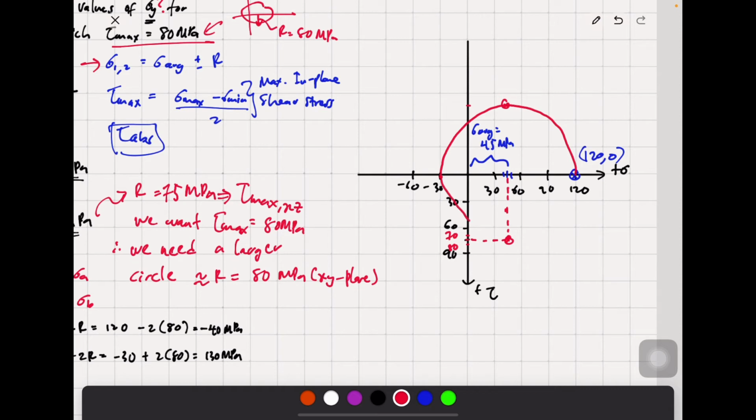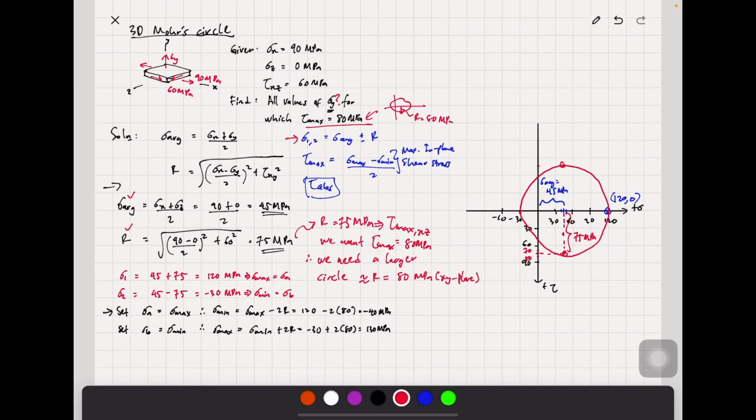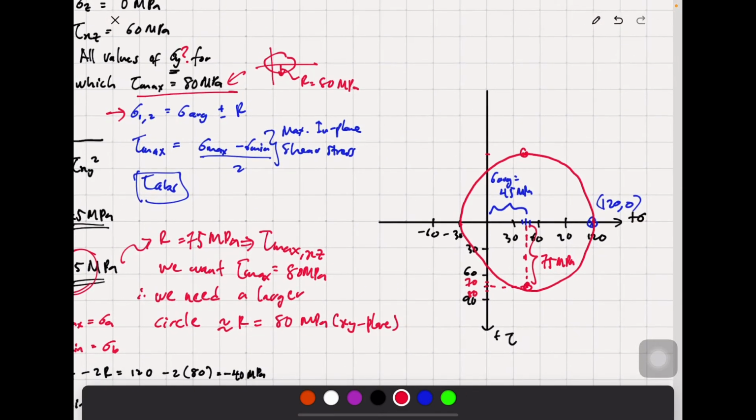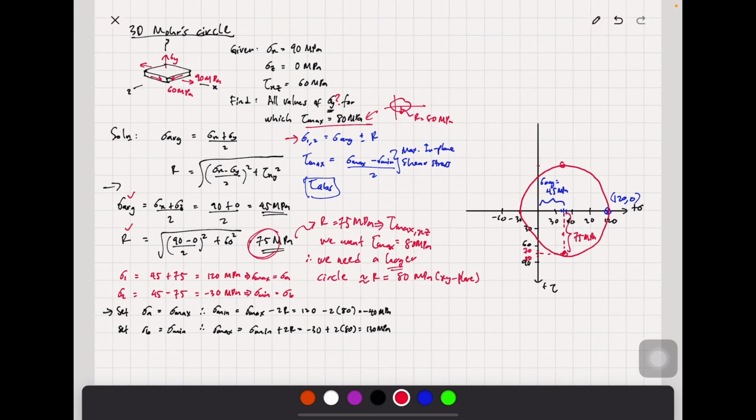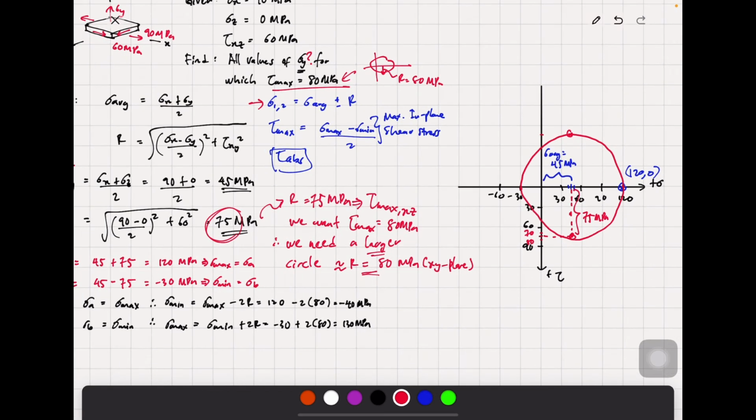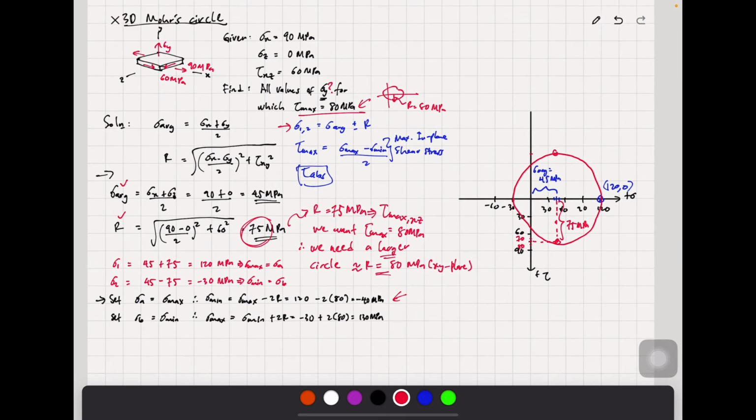Need to be careful with that, because the circle is going to go through that. So remember, this is 75. This length over here is 75 megapascal, because out of our calculation we have our radius. But the condition given, we need to have a slightly larger circle, because the condition given to us is R equal to 80, the maximum shear stress. So we need to adjust that.